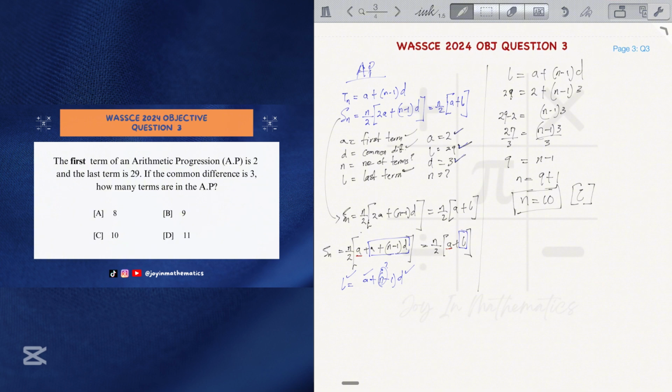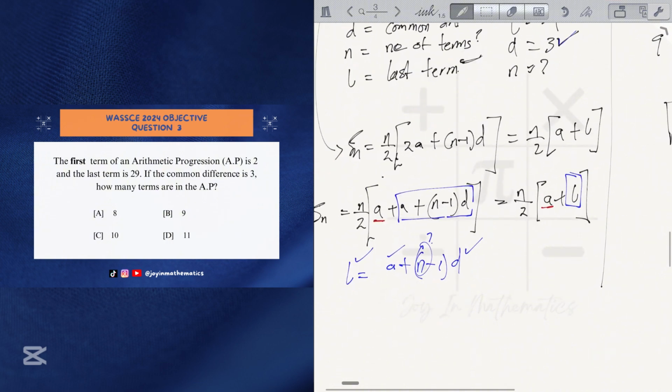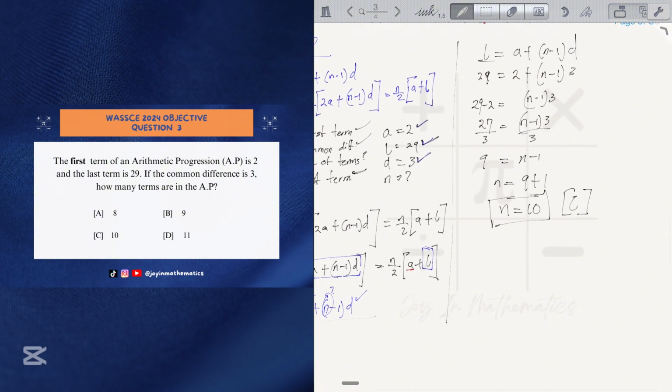Now we saw how we went. We looked at the two formulas of arithmetic progression, the nth term and the sum of n terms. We looked at what they gave us in the question, and from what they gave us, we arrived at the formula that we can use to solve for n.